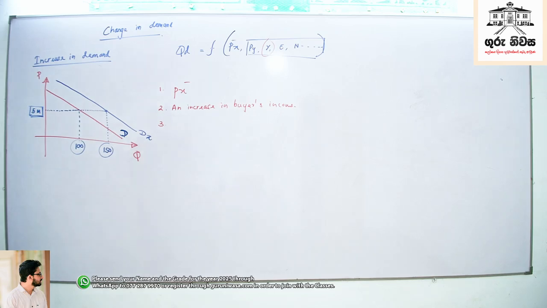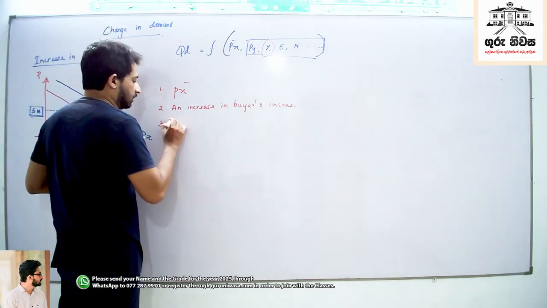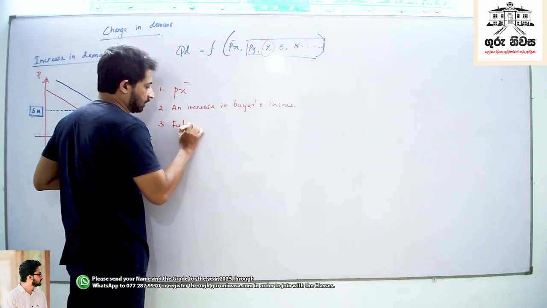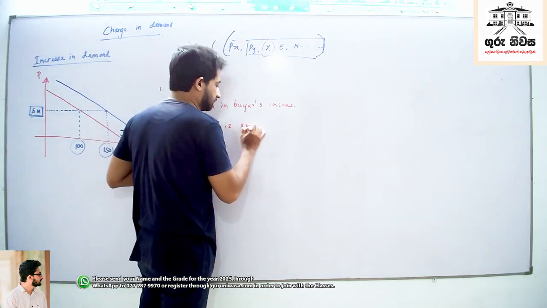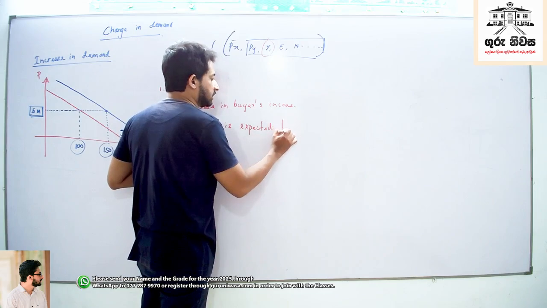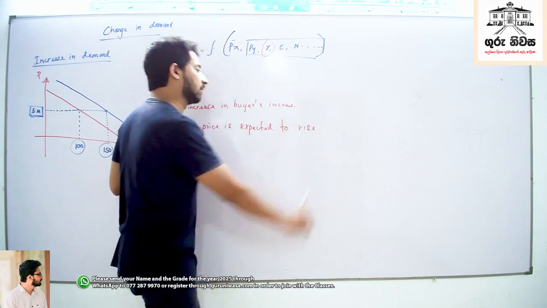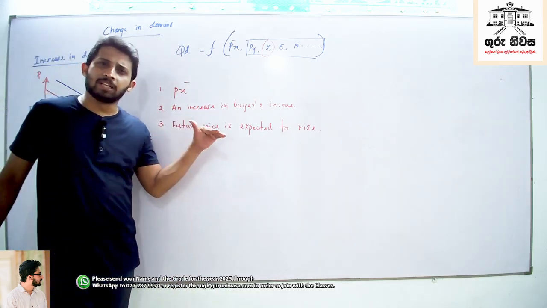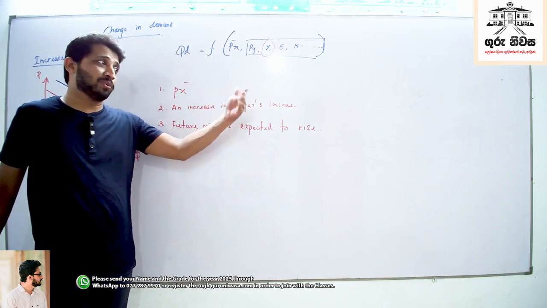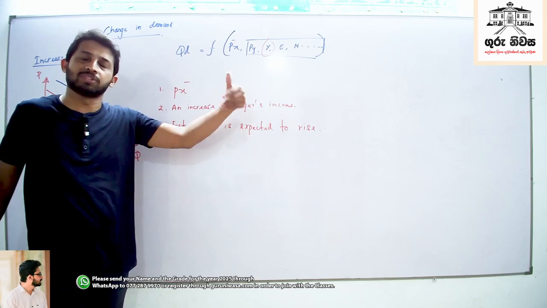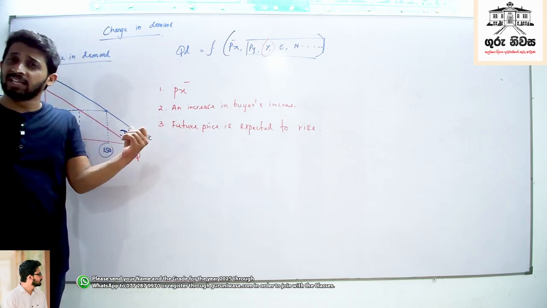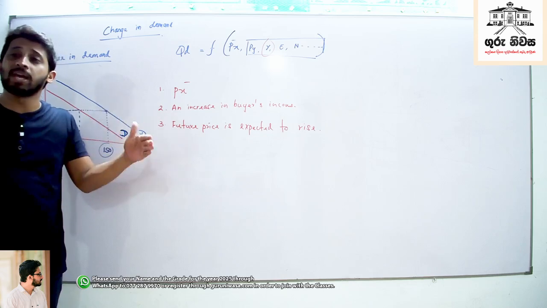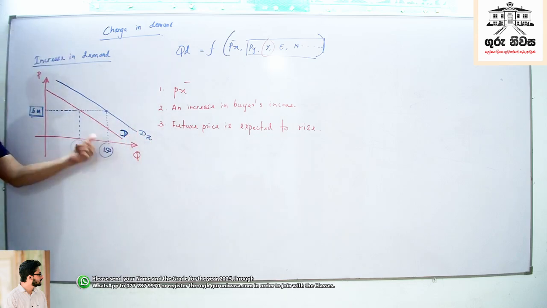Okay, so the third reason can be, Lamai, future price. Future price is expected to rise. If consumers believe that the future price will increase within 1 week or 2 weeks, definitely they will increase purchasing cars today. It means my demand for cars will increase and the demand curve will shift to the right side.